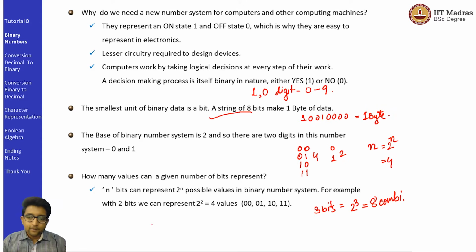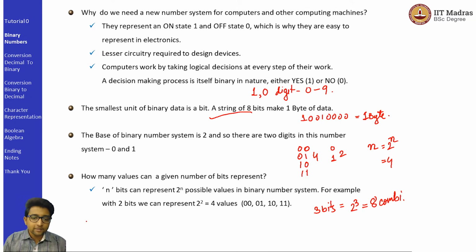Okay, so if you have 8 combinations given 3 bits, those 8 combinations are basically representations of numbers which are in binary, but they represent the counting, right? So let's just see how it happens.